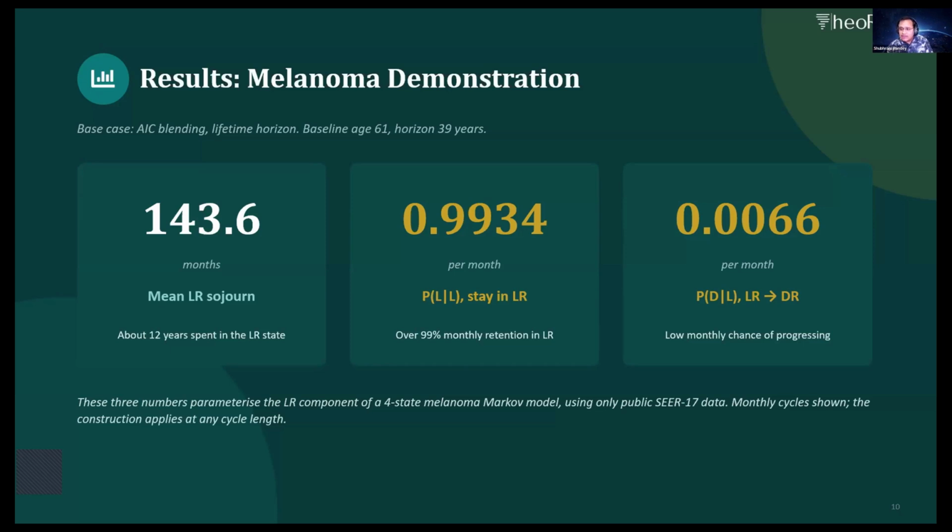And here I'm showing the monthly cycles, but in the package that you're going to use, you can specify whatever time unit you want, to align with your model cycles.